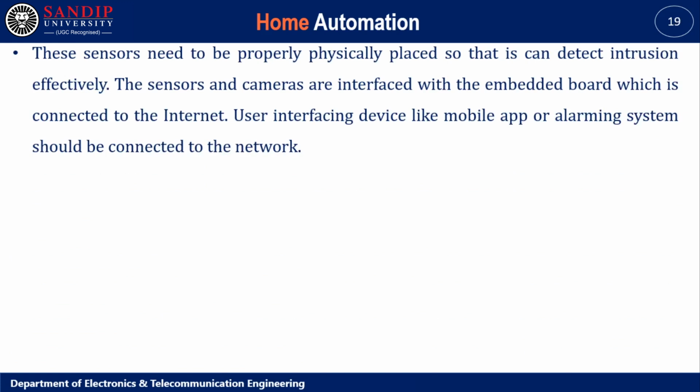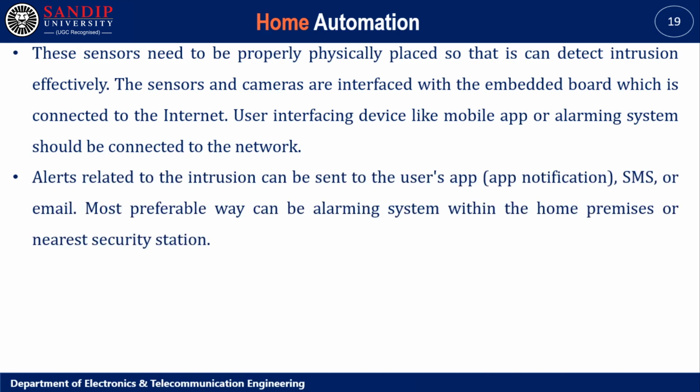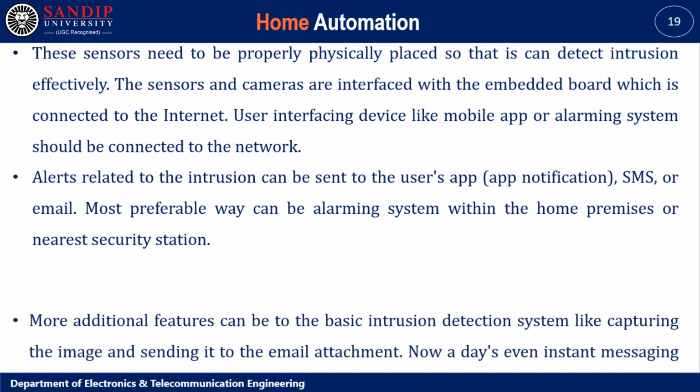These sensors need to be properly placed physically so that they can detect intrusion effectively. The sensors and camera are interfaced with the embedded board, which is connected to the internet. A user interfacing device like a mobile app or alarming system should be connected to the network. Alerts related to the intrusion can be sent to the user's app, that is app notification, SMS or email. The most preferable way can be an alarming system within the home premises or the nearest security station.